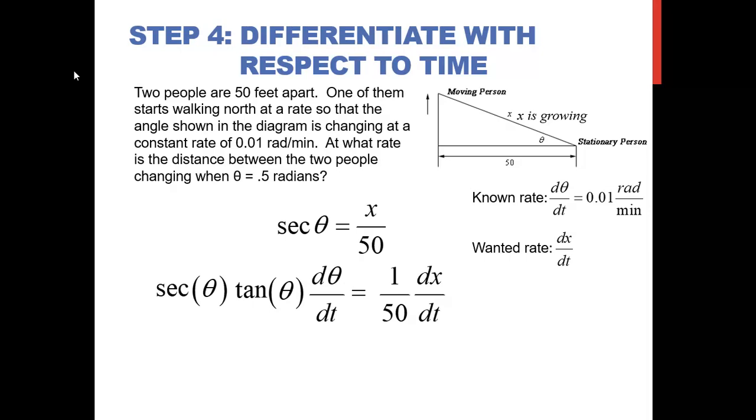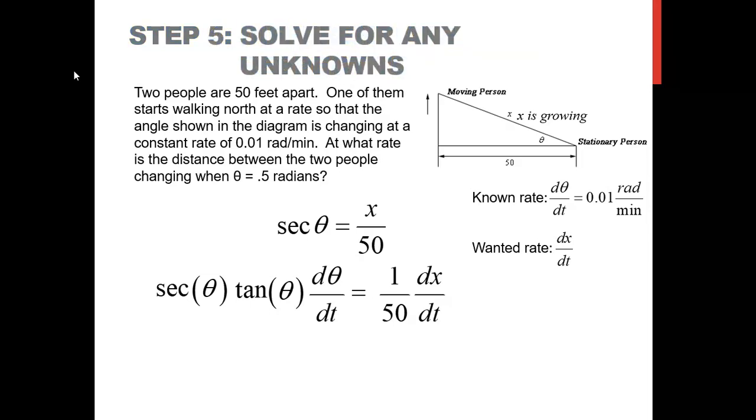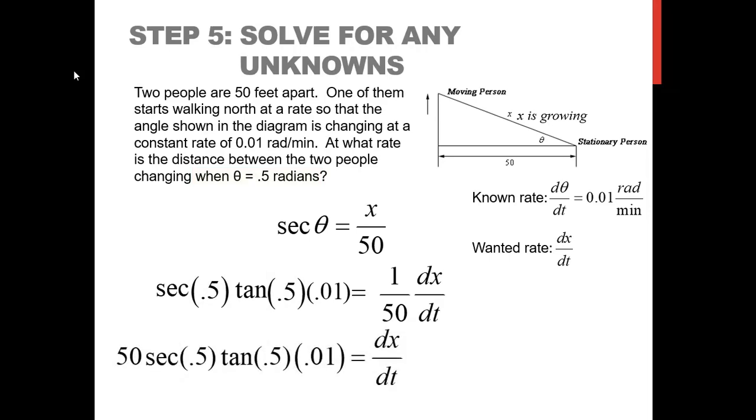Now, we were told that the angle theta was a half a radian at this particular moment in time. So what we're going to do is replace the d theta/dt with its known value, and then replace theta with a half a radian. And then all we've got to do is multiply both sides by 50, punch that into our calculator, and we get about 0.311 feet per minute.